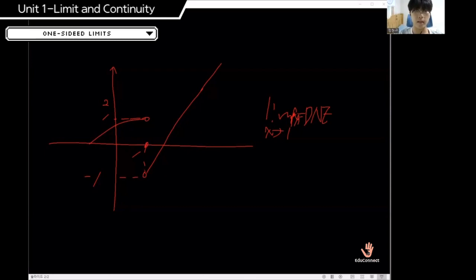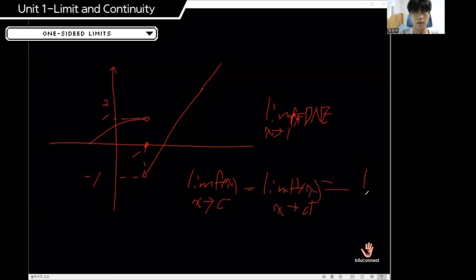We said that a limit exists as x approaches a number c if and only if the limit as x approaches c from the left is equal to the limit as x approaches c from the right. In general, for any function f of x, the limit as x approaches a number c exists and is a number L if and only if the limit of f of x as x approaches c from the left is equal to L, and the limit as x approaches c from the right is also equal to L.